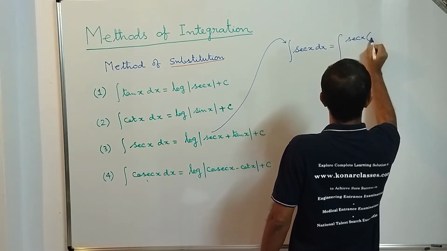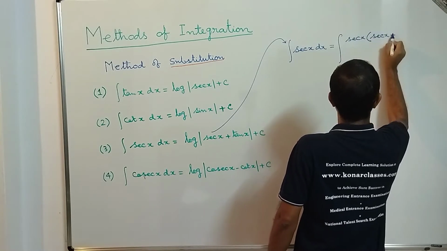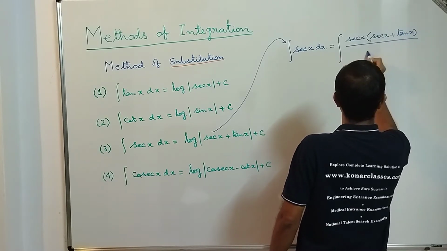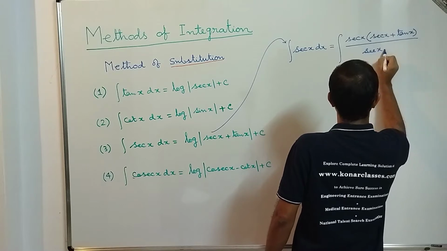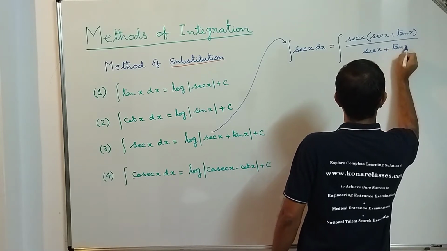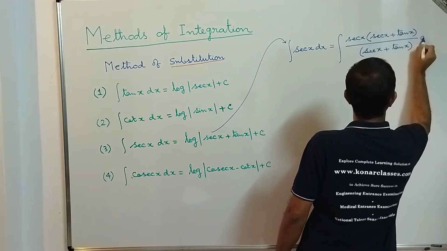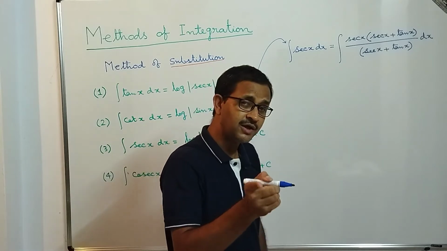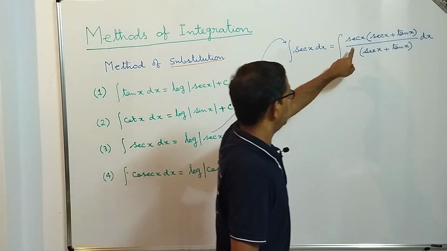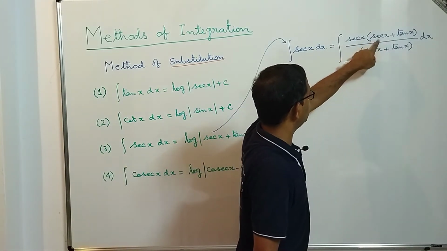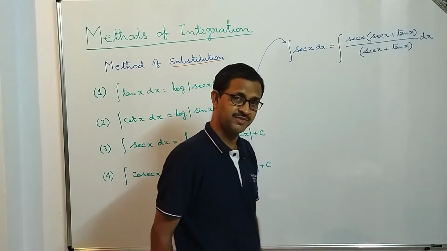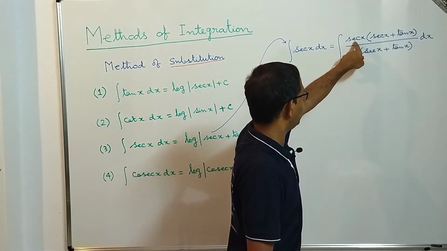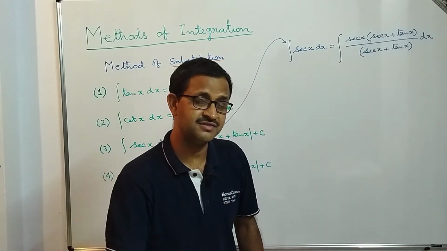sec x into (sec x plus tan x) divided by (sec x plus tan x). So that means what, dear students? We multiplied both numerator and denominator by sec x plus tan x. Why have we done so? If you look at the numerator, sec x into sec x is sec square x, whose differentiation is sec square x. That is tan x. And sec x into tan x, whose differentiation is sec x into tan x?